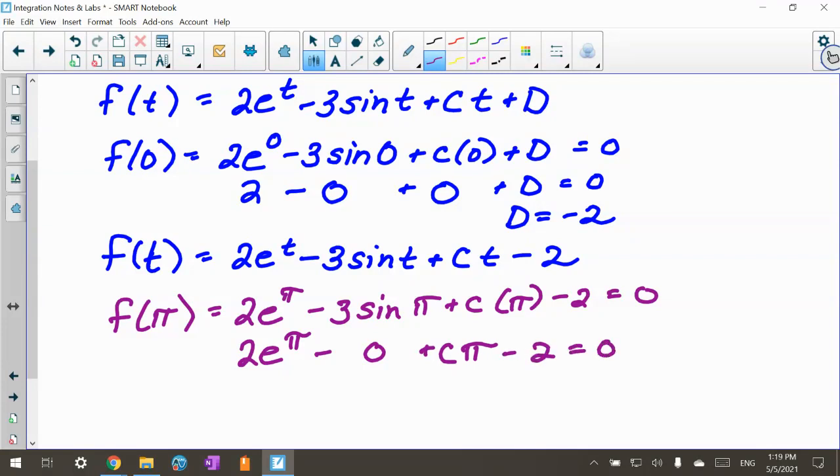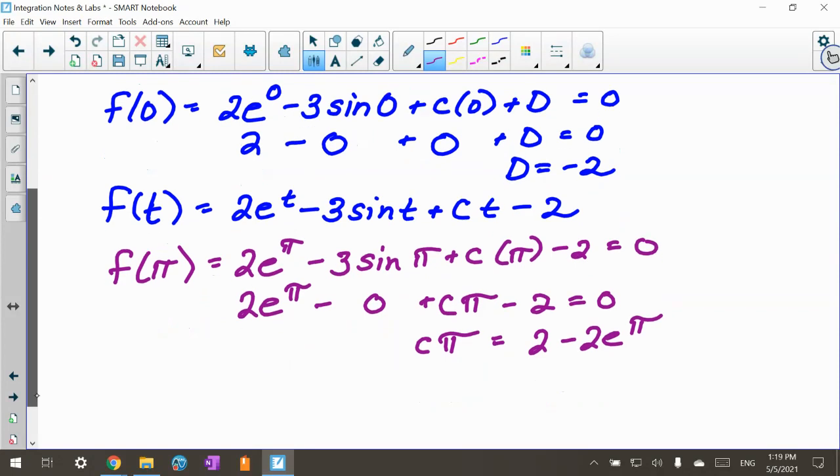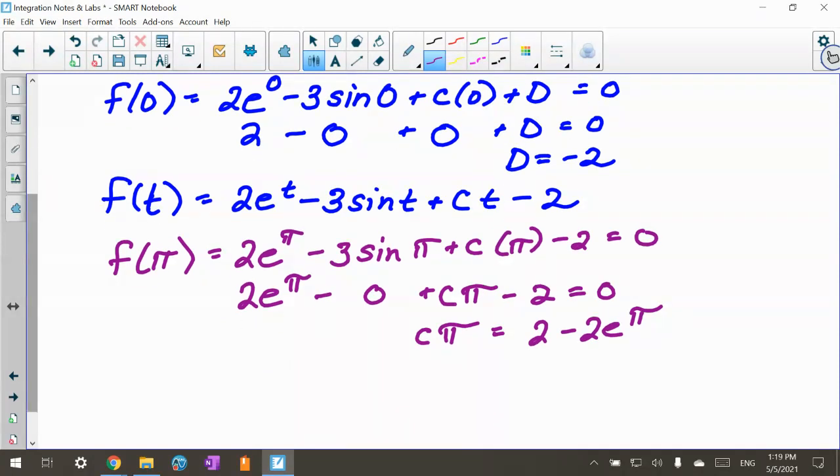So we're going to kind of move everything over. So I'm going to move the 2e to the pi over, the 2 over. So I have c pi equals 2 minus 2e to the pi. I know this looks ugly. And then I'm going to divide by pi. So c is going to equal 2 minus 2e to the pi all over pi. That literally is my c. And I know it's ugly. It's okay.